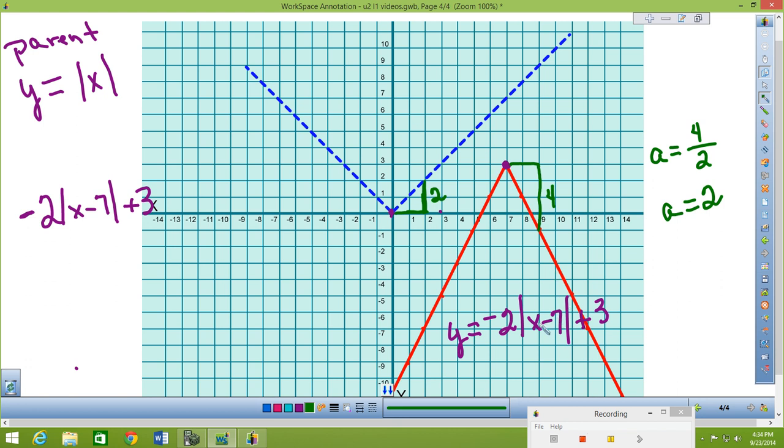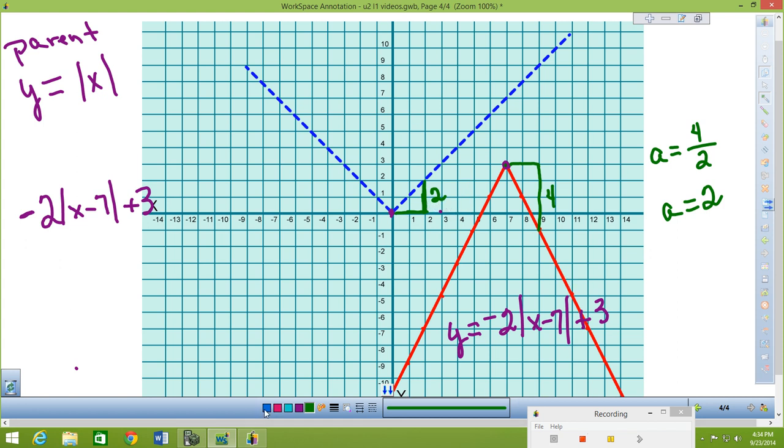Okay, this minus 7 means that my vertex has shifted right 7. 1, 2, 3, 4, 5, 6, 7. Check. This plus 3 means it's moved up 3. 1, 2, 3. Negative indicates that it is vertically reflected. In other words, it's flipped upside down. That's good. And now then, I want to see if it's been stretched by a factor of 2.